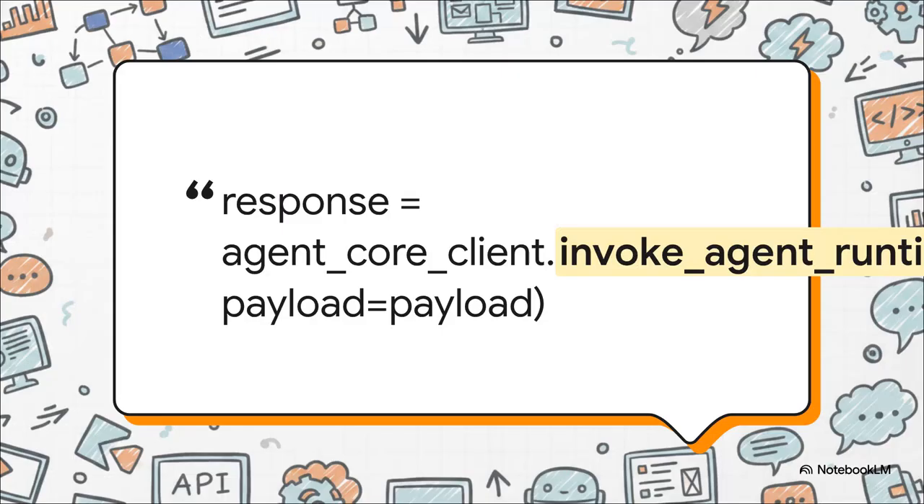Simple as that. And here's what that looks like in a quick Python snippet. First, create the AgentCore client. Then, prepare your payload. And finally, you make the actual call, InvokeAgentRuntime. It's actually pretty clean and concise. Now, let's break down those key parameters you see inside that call.